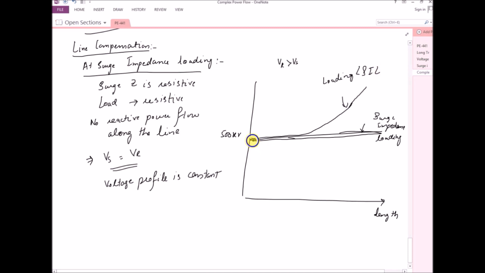And if it is greater than surge impedance loading, it will be decreasing. So the voltage will be decreasing towards the receiving end. So this graph is for loading greater than surge impedance loading. So there is a voltage drop in case of loading greater than surge impedance loading.